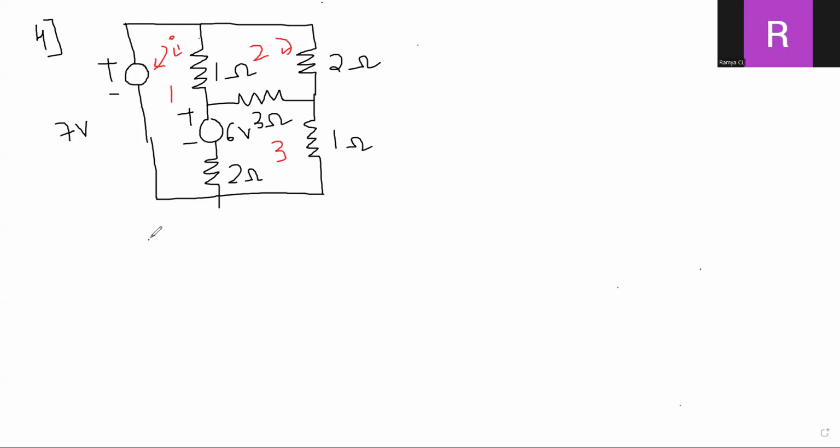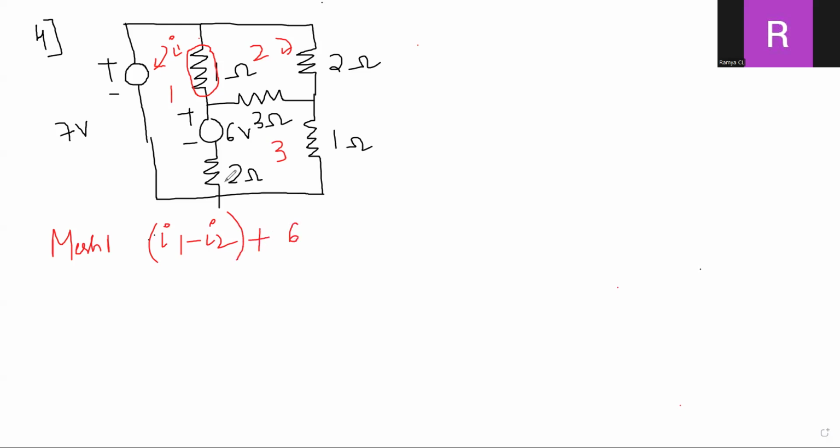So we will be applying KVL for mesh one. We will be starting here, children. This is a 1 ohm resistance. The 1 ohm resistance is shared by both I1 and I2. So it is I1 minus I2 plus 6.